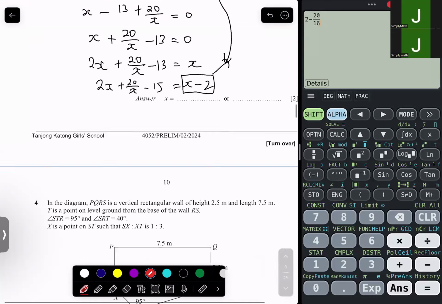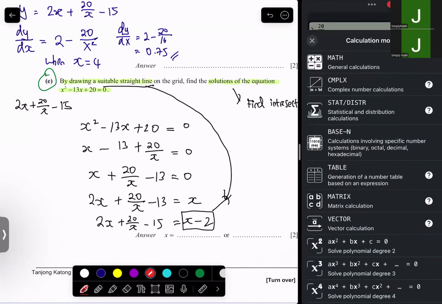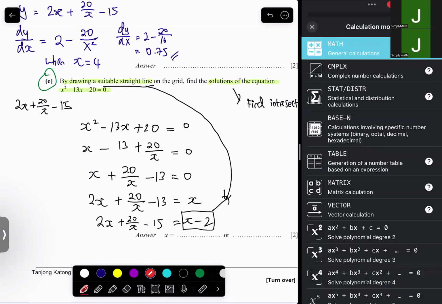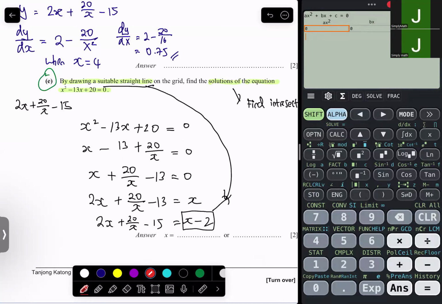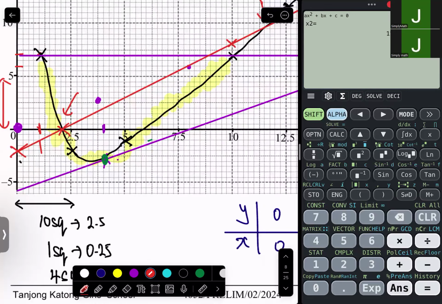Oh, wait, sorry. I forgot to say, find the solutions of the equation, right? So we can actually do this as well, as a means of checking. That is 2, 1, negative 13, and 20. So we know that the solution is going to be 1.783 and 11.216.